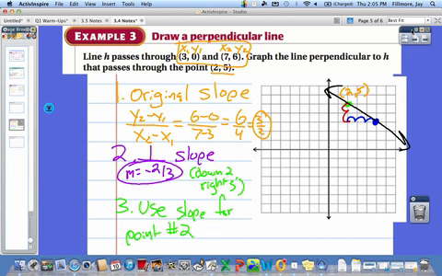It doesn't say we had to graph the original line, but just to show you that they are perpendicular, I'm going to graph the first one. That's (3, 0) and (7, 6). If I graph those two lines, they do appear to be perpendicular. They appear to form a right angle here. Again, you didn't have to draw the original one, just the new one. So you find your original slope, convert that to your perpendicular slope, and then use that with your first point to find your second point.